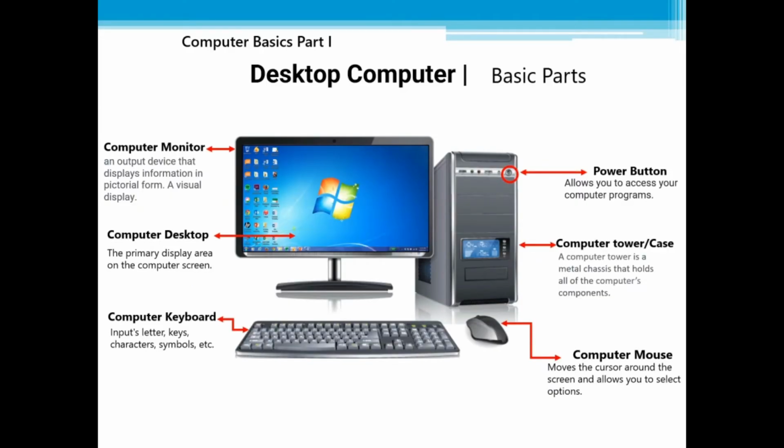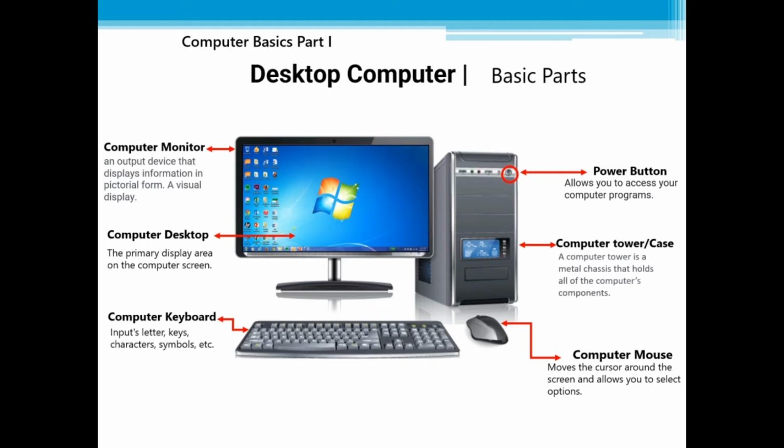So now we're going to go over some of the computer parts. Now first we have here the desktop computer. Your monitor, which is what you need to be able to see, and on your monitor you've got your desktop. Your desktop is your primary display area, so it allows you to see the applications that you're using and the browser for you to go onto the internet and any of the work that you're doing.